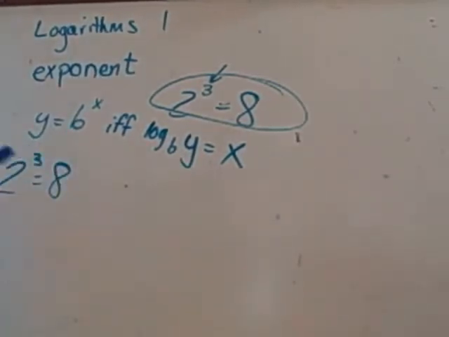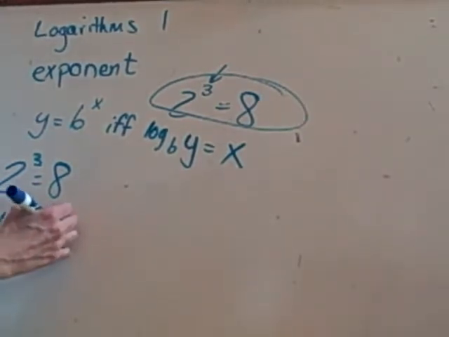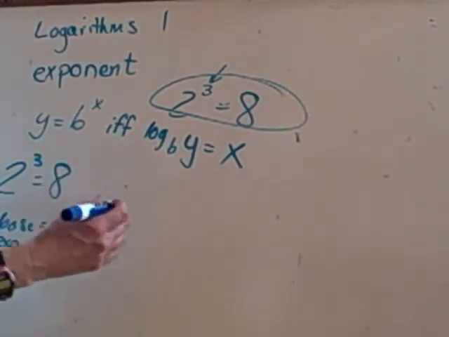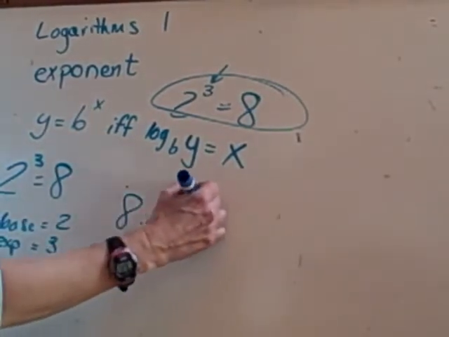Which one here is the base? The base is 2. And what's my exponent here? 3. What they want you to do is rewrite this with y equals b to the x. So we're going to turn it around to look like 8 equals 2 to the third.